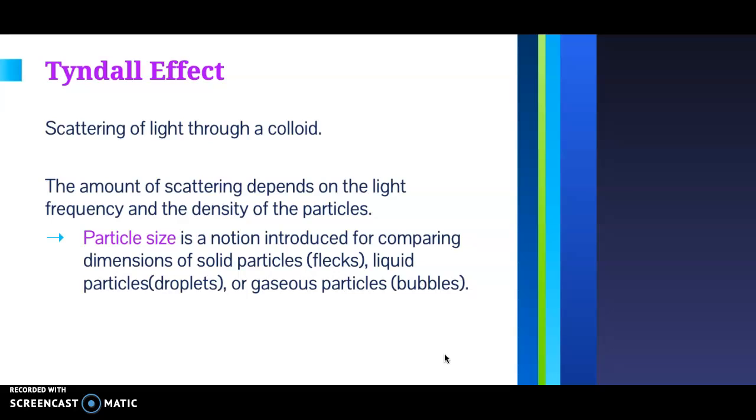So the Tyndall effect is the scattering of light through a particle, and the amount of scattering depends on the frequency and density of the particles. So the size has an impact on scattering of light. And because light is a wavelength, each element is going to emit a different light based on the wavelength of that element, which kind of is indicative of the electrons that are on that specific element.